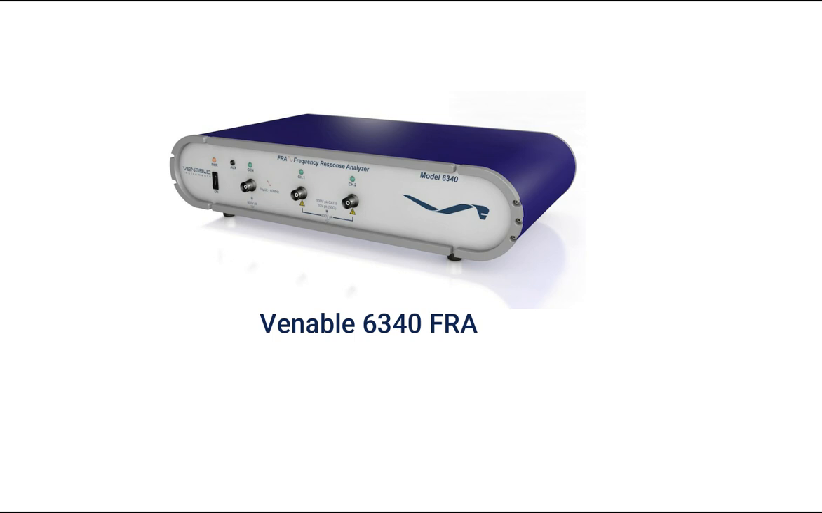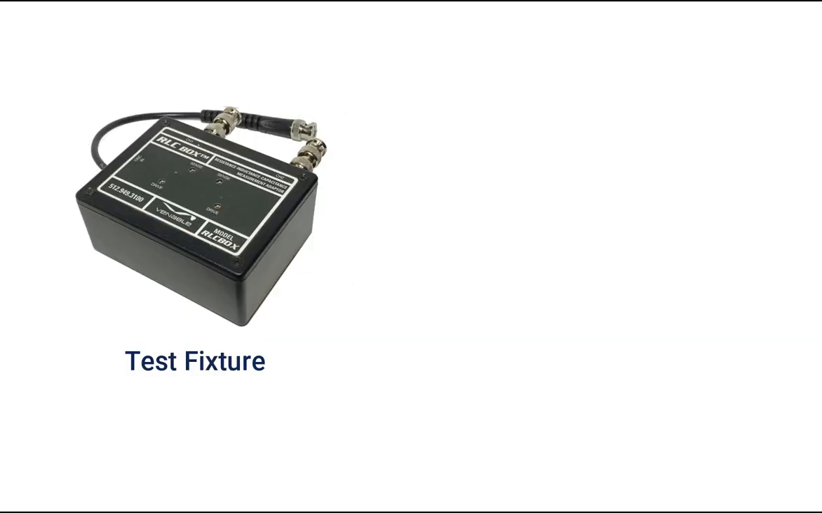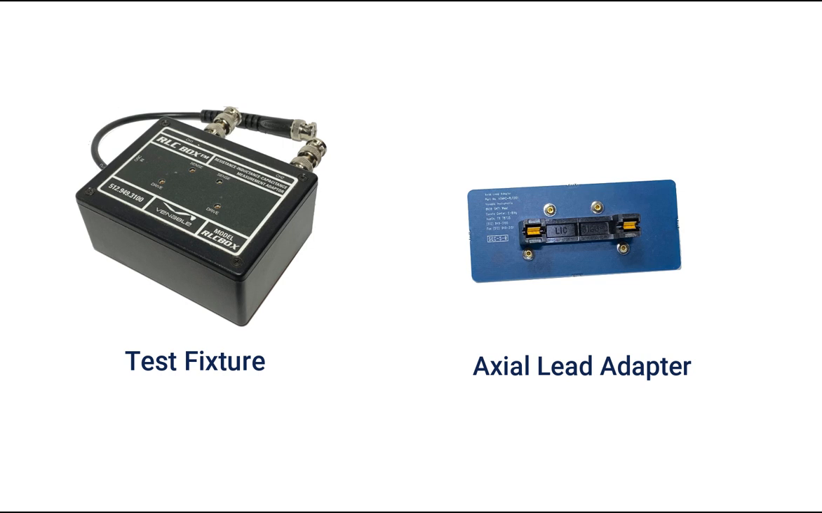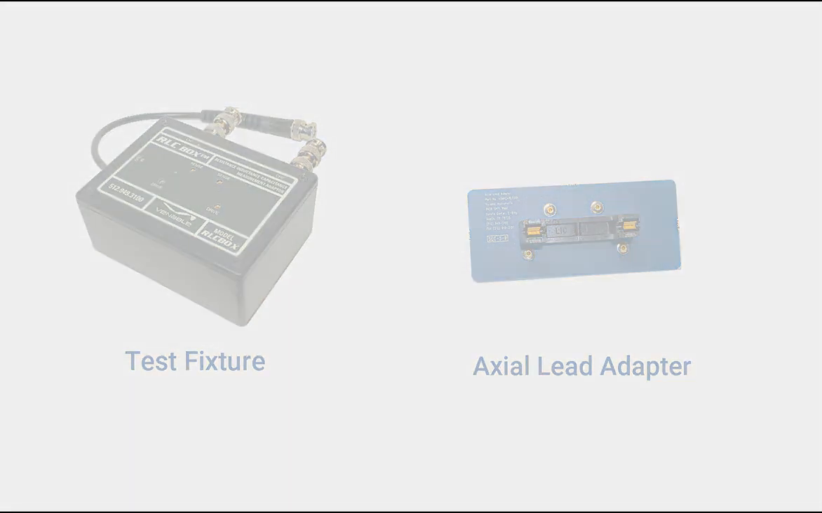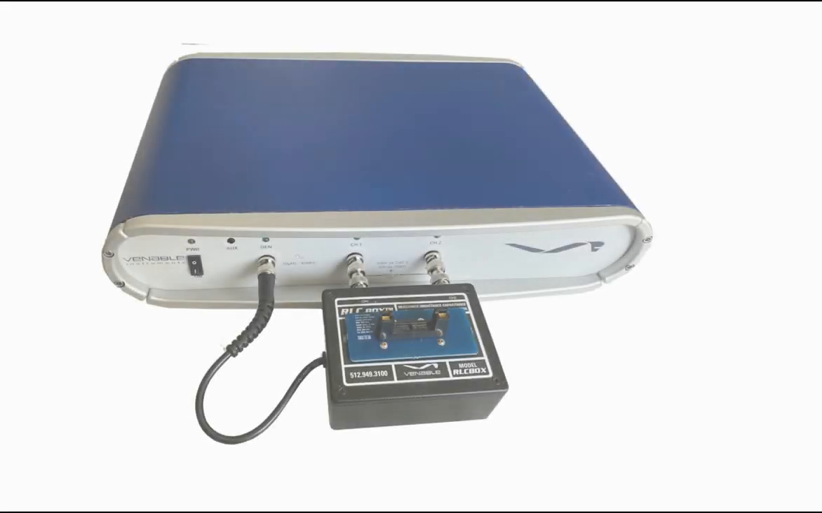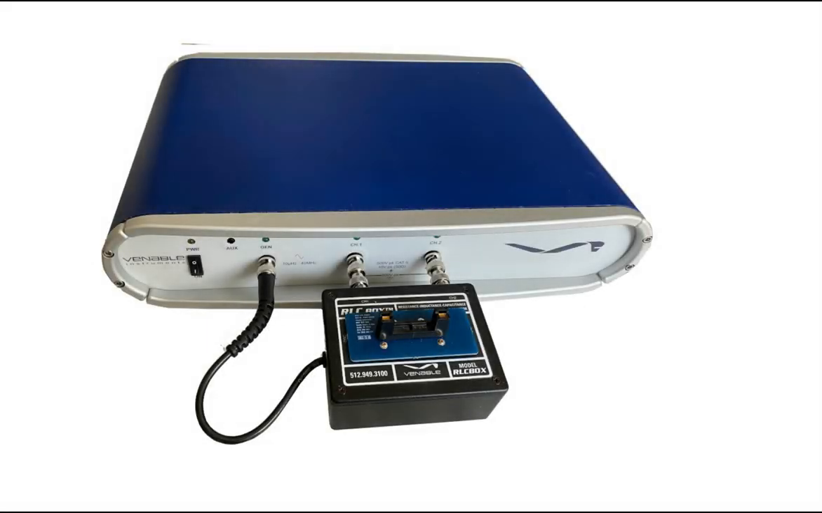The RLC measurement package includes the RLC test fixture, the axial leads adapter, and the Venable RLC software tool. The RLC test fixture is designed to be connected directly to an analyzer to minimize the parasitic impedance of long cables, and it uses Kelvin connections that provide accurate measurement by eliminating the probe resistance. Connect the RLC test fixture to the Venable FRA as shown.